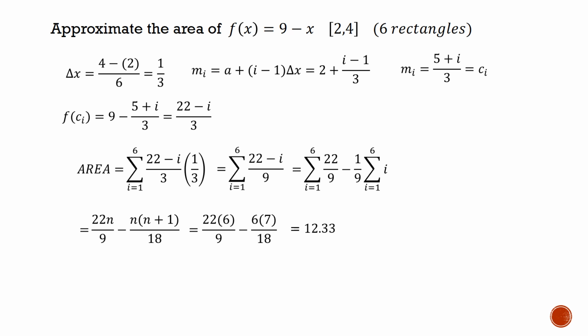So the approximate area underneath the curve between the values 2 and 4 of this particular function, 9 minus x, using 6 rectangles is 12.33.